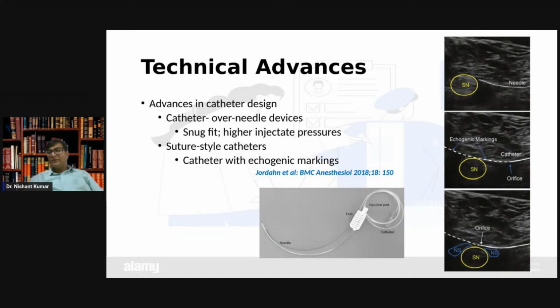So we have this suture needle, which is echogenic, and then we have the catheter. As it passes through the catheter, we can see the echogenic markings of the catheter, so we know exactly where our orifice lies and where our catheter lies. This is what it looks like, and this can again be put under ultrasound guidance. So not only the needle, but the catheter also can be visualized under ultrasound.